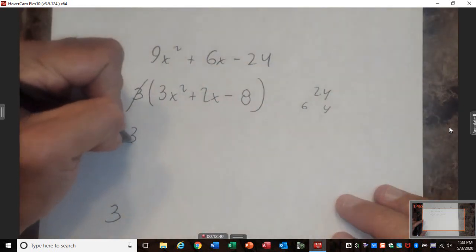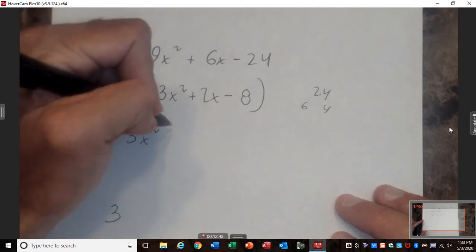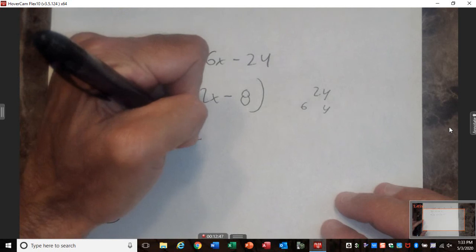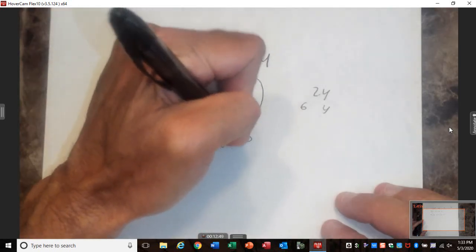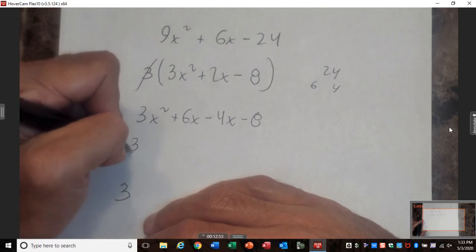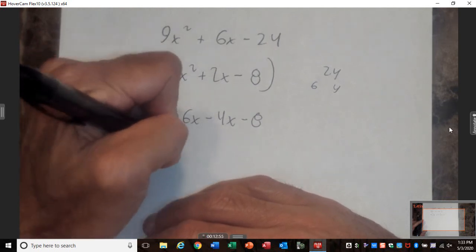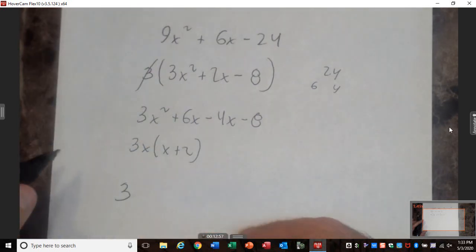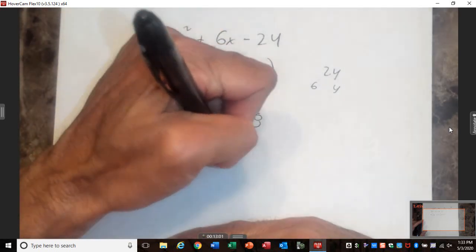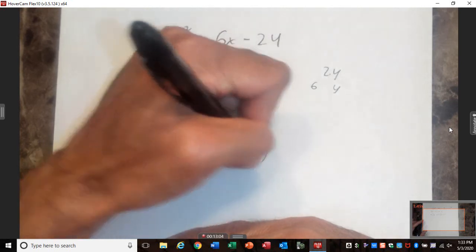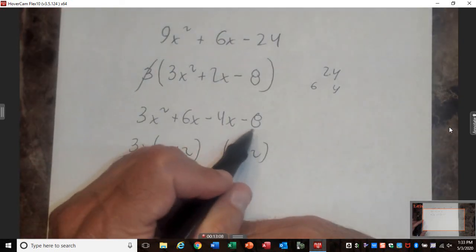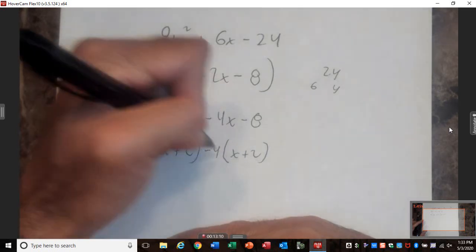So we're going to go 3x squared, it's a positive 2, so plus 6x minus 4x minus 8. Okay, what do they have in common here? A 3x. We're going to get x plus 2. Okay, two negative signs. Or, like I said before, you can just write x plus 2 here, because you know they're the same. What number is going to have to go here to get this? And that would be negative 4.